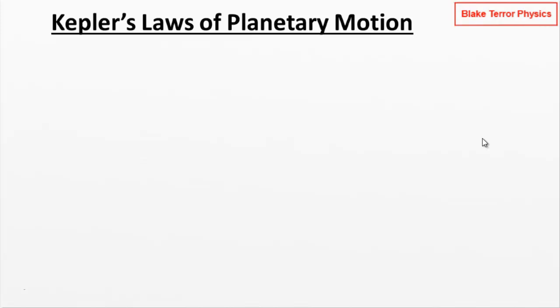Hello, in this video I'm going to talk about Kepler's laws of planetary motion. These are three laws that Johannes Kepler developed in the early 17th century that describe how planets orbit around the sun. In fact, you can apply these laws more widely than that to any small object that's orbiting something a lot bigger.